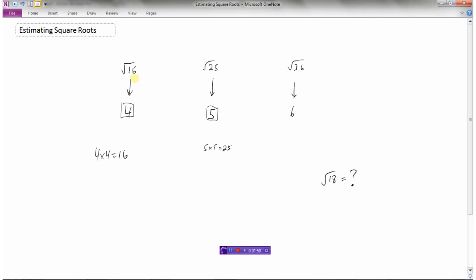So 18, what's the square root of 18? 18 fits somewhere between 16 and 25. And I would say that the square root of 18 is a lot closer to 16 than it would be to 25. So if I was estimating the square root of 18, I would say it's going to be a little bit bigger than 4. It's definitely not right in the middle, but I might guess it to be about 4.2, because I know the answer is going to be between 4 and 5, and since 18 is closer to 16 than it is to 25, I might say 4.2 as a guess.